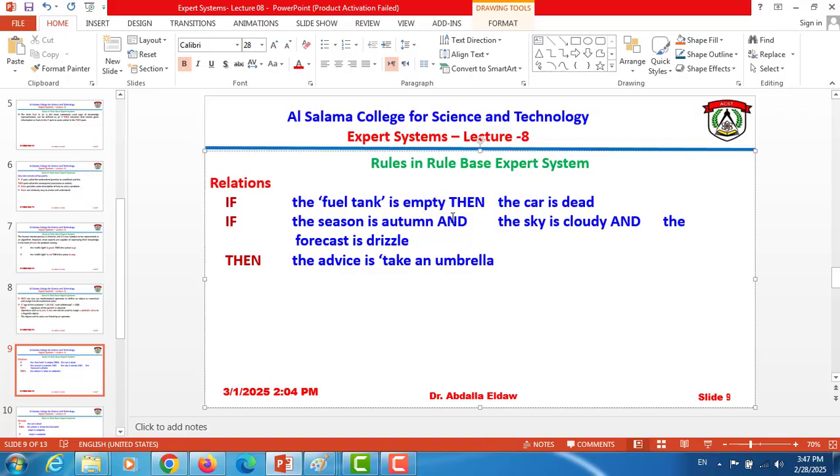These are logical expressions, and these expressions can be represented. Firstly, you can represent them by symbols X and Y. Secondly, you can represent them by mathematical operators and logical operators according to your system.